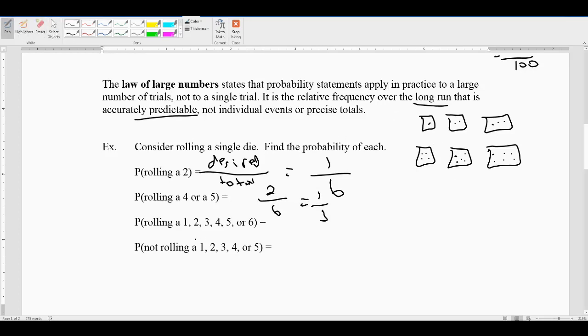Now let's look at this one. Rolling a 1, 2, 3, 4, 5, or 6. So there's 1, 2, 3, 4, 5, there's 6 ways of getting a 6 out of how many total? 6. So in other words, you're guaranteed to roll either a 1, 2, 3, 4, 5, or 6.